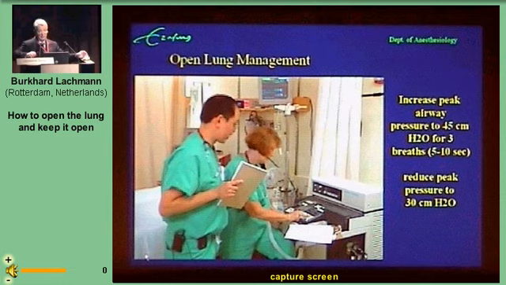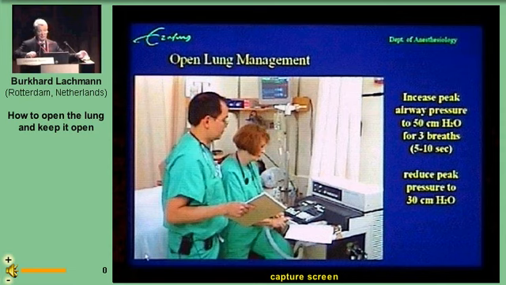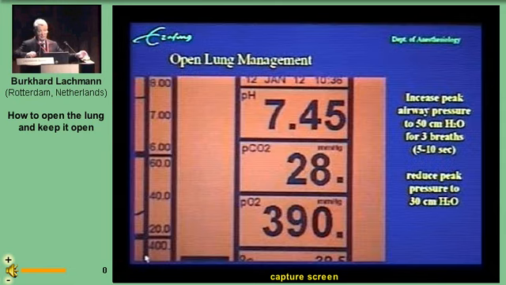Okay, that means we recruited quite a lot of atelectatic lung tissue, but it's not fully recruited the lung. That means I would recommend that you increase the peak pressure now, again, please, only for 3 breaths, to 50 centimeters of water, and then go immediately back to 30 centimeters of water. Okay, 3 breaths at 50 and then back down to 30? Yes. What is the arterial oxygen tension doing? The PO2 has gone up to 390 and the PCO2 is 28.